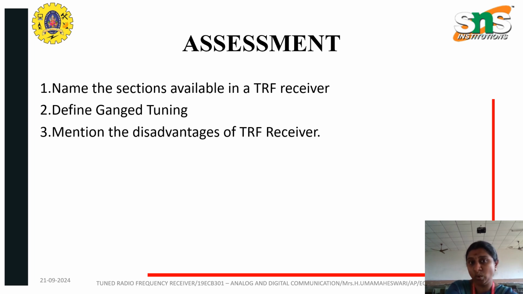Then the assessment: what are all the sections used in the TRF receiver, what is meant by ganged tuning, and mention the disadvantages of this TRF receiver.